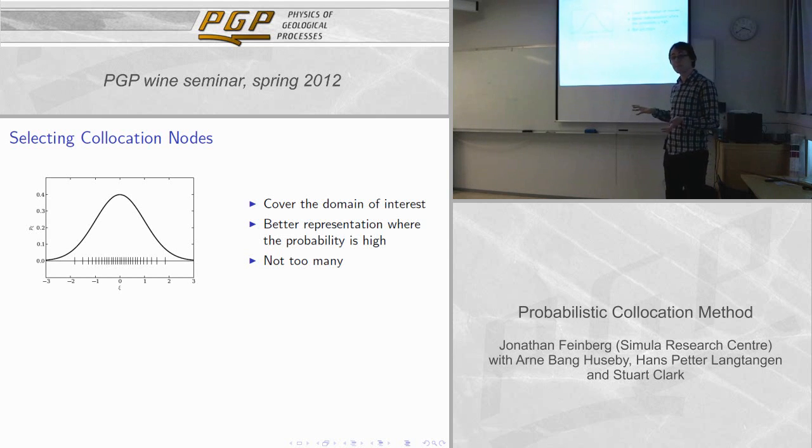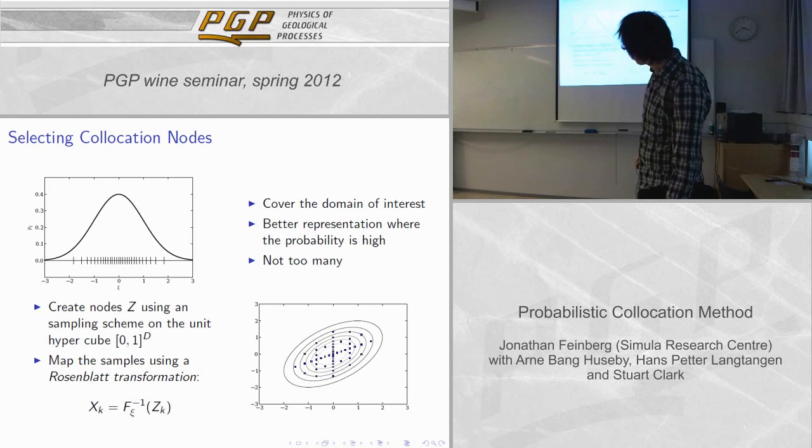And kind of the last thing we basically need to keep in mind is that we want the collocation number to be low. We can't afford to evaluate the solver too many times. So basically, let's keep it to a minimum. So how do we do that? Well, there are more than one way of doing it. Just the general way of how I do it.